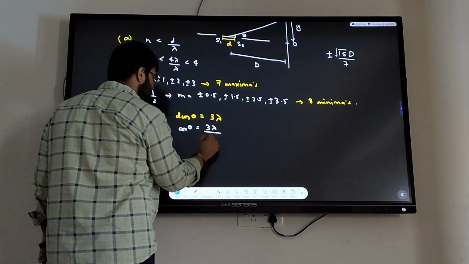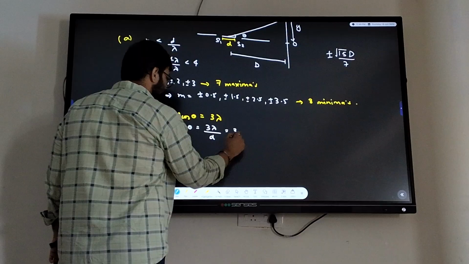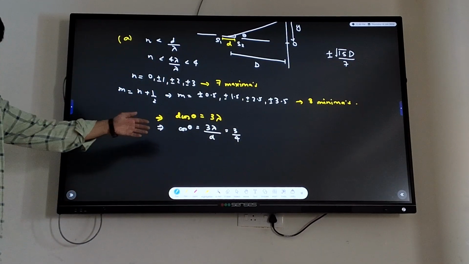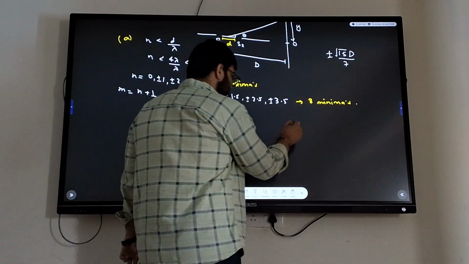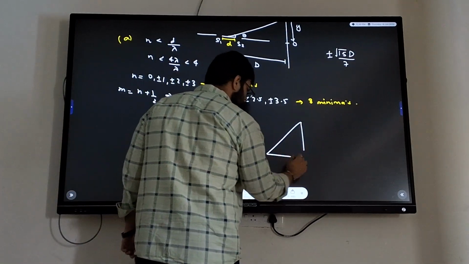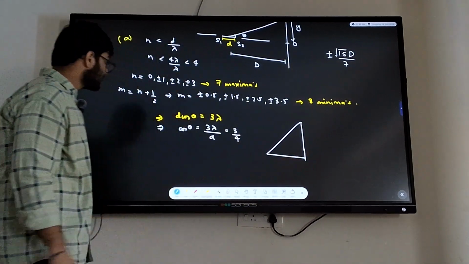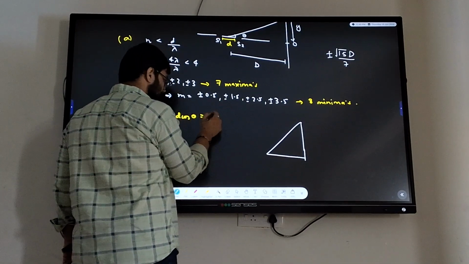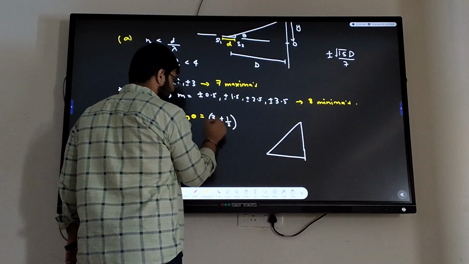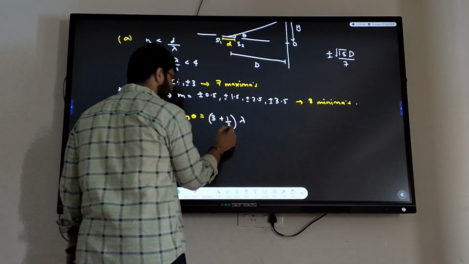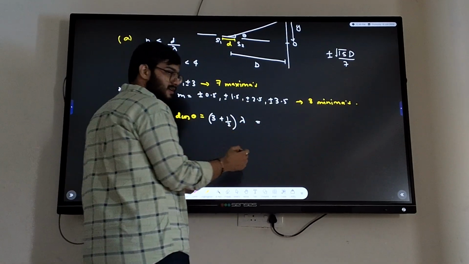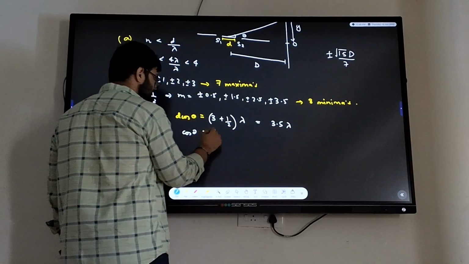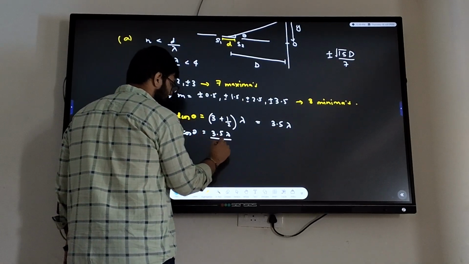Then cos theta will be equal to 3 lambda by d, but then this will be 3 by 4, I think. d is equal to 4. Is this correct? So then what should be theta? No. It should be 3 plus half lambda because they are talking about minima. So this should be 3.5 lambda and this cos theta will be equal to 3.5 lambda divided by 4 lambda.